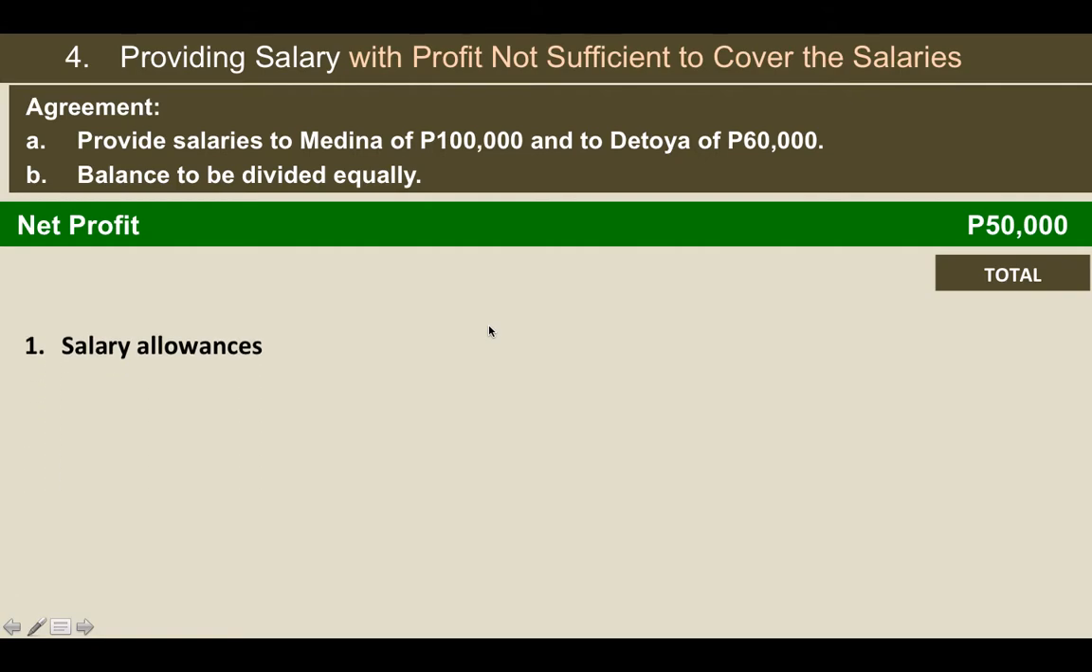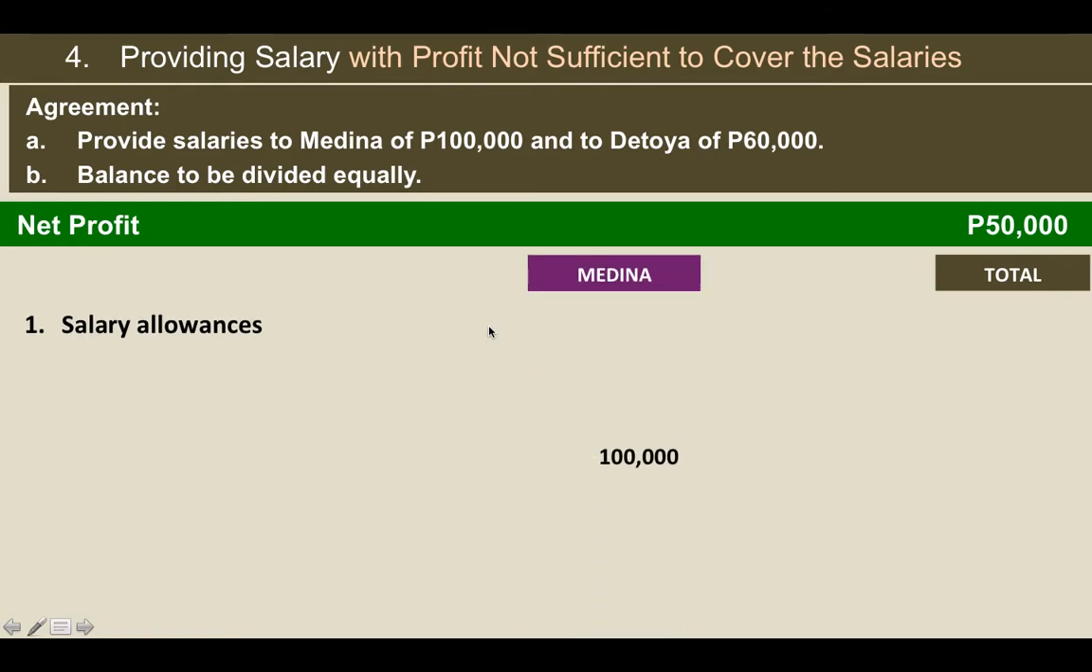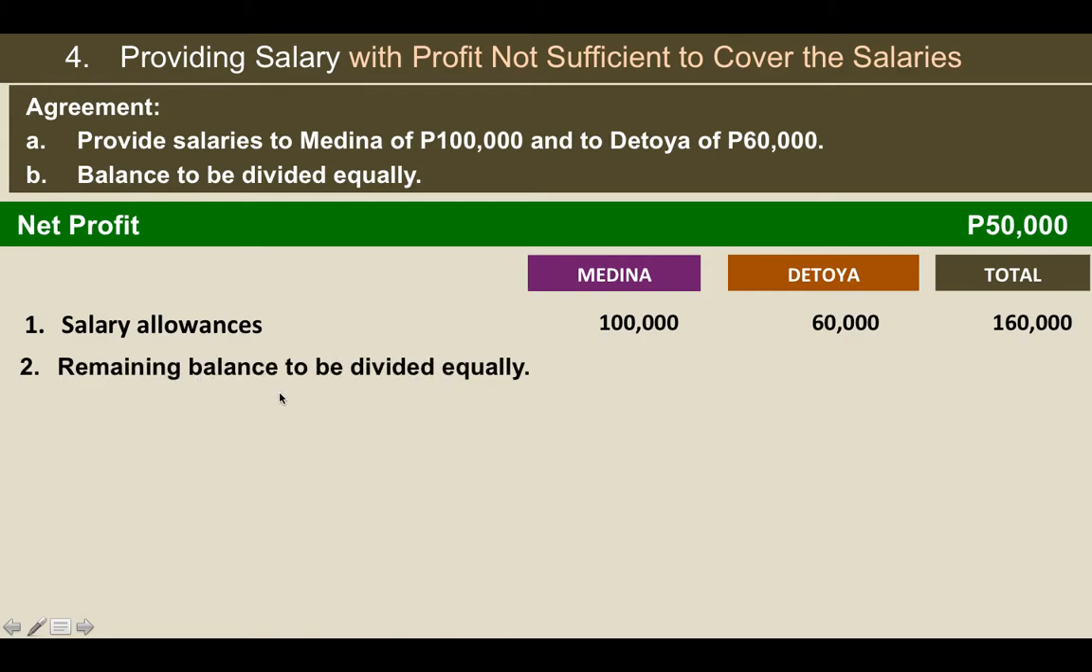So here, class, again, we have to do the distribution for Medina of 100,000 salary, and then for Detoya of 60,000 for a total of 160,000. And now we have to divide the remaining equally. So how much is that? So we have 50,000 here minus the 160,000 that we have distributed. So we have here negative 110,000. Okay, class? Positive 50 minus 160, you will have a negative of 110,000 divided by 2. It has to be shared equally. So each one will get a negative of 55,000, each partner.